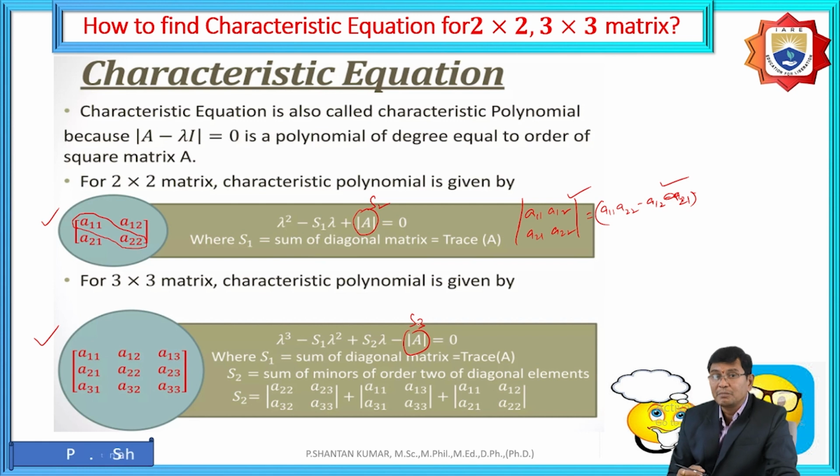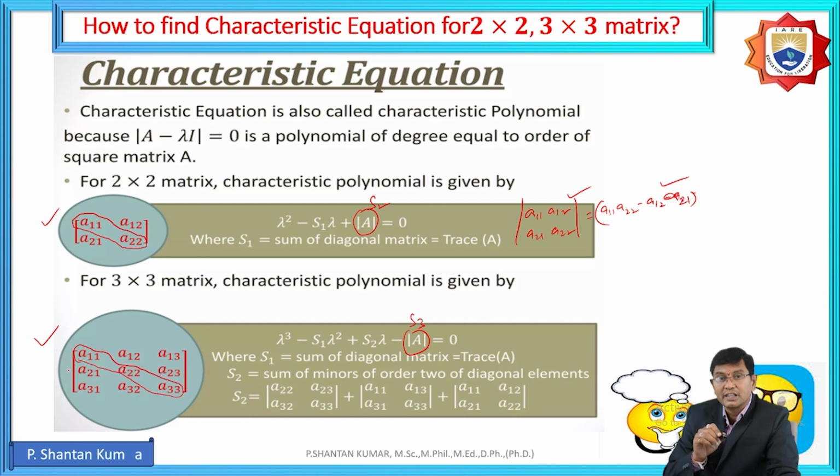Same as for the 2 by 2, here s1 is the sum of the principal diagonal elements, that is nothing but the sum of the diagonal elements, and it is also called the trace of the matrix. And trace is nothing but a11 plus a22 plus a33. That is the meaning of the sum of the diagonal elements. Similarly, s2 is nothing but the sum of the minors of order 2 of the diagonal elements. That means clearly s2 is equal to the sum of the principal diagonal minors. For example, the principal diagonal element is a11.